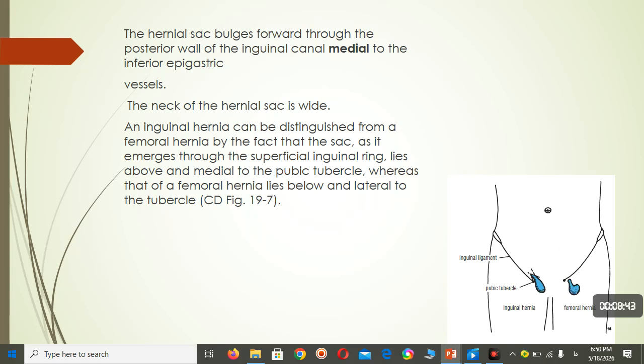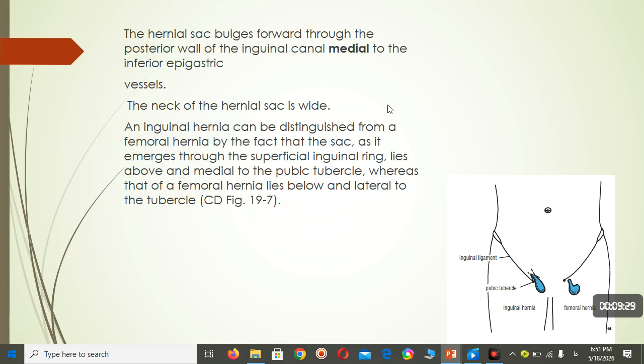The inguinal hernia is common in men, senile men, but the femoral hernia is common in women, because the femoral ring in women is larger than in men, but the inguinal canal is larger in the man than in the woman. It is the neck of the hernial sac here.